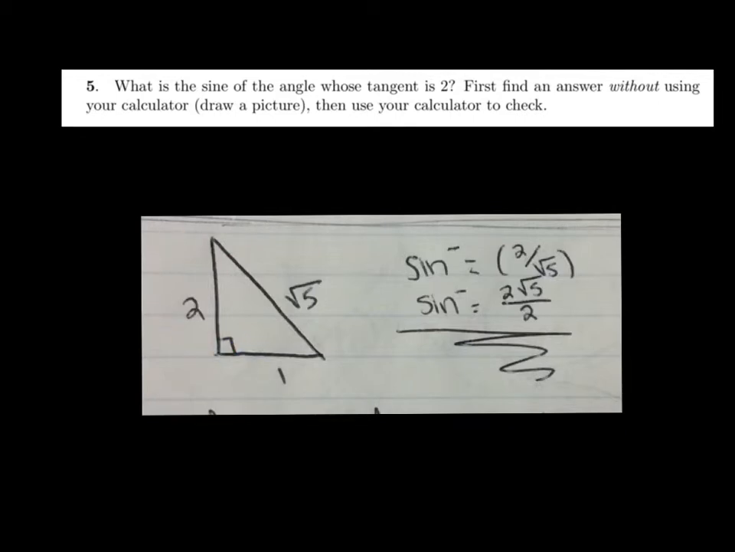And so using the Pythagorean theorem, we found that the hypotenuse would be root 5, and then inverse sine, you would do 2 over root 5, and you can't have a root in the denominator, so you multiply each side by root 5, and then you get this, and that's how you do it without a calculator.